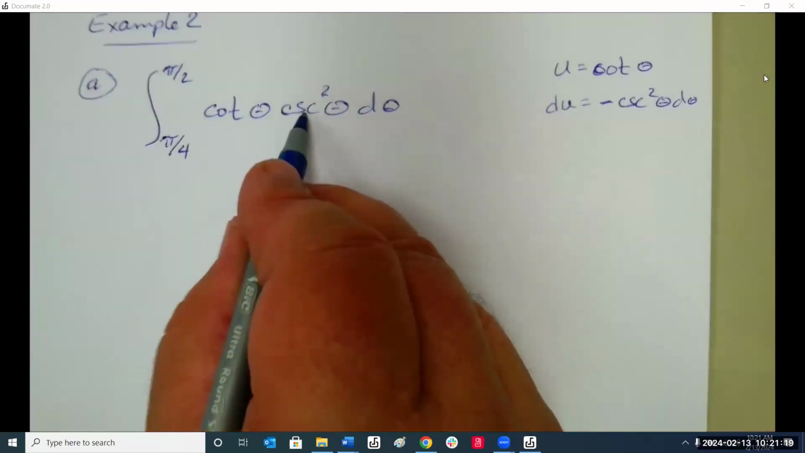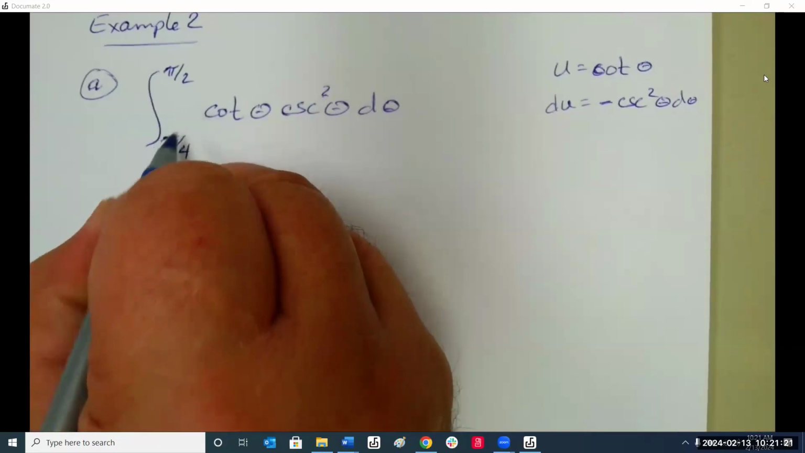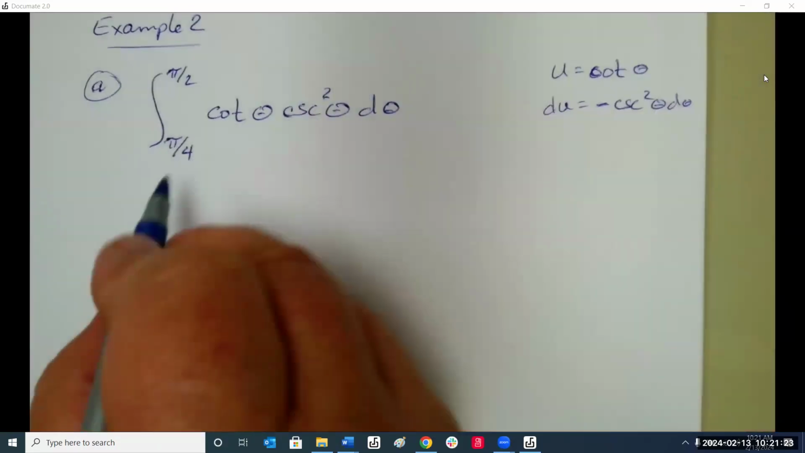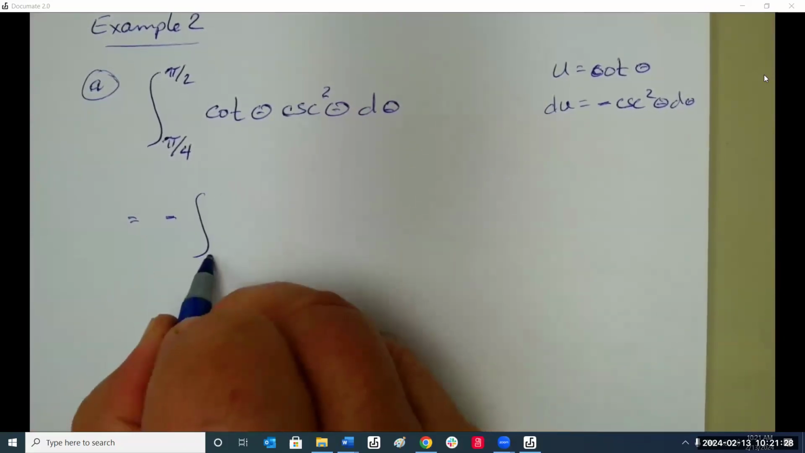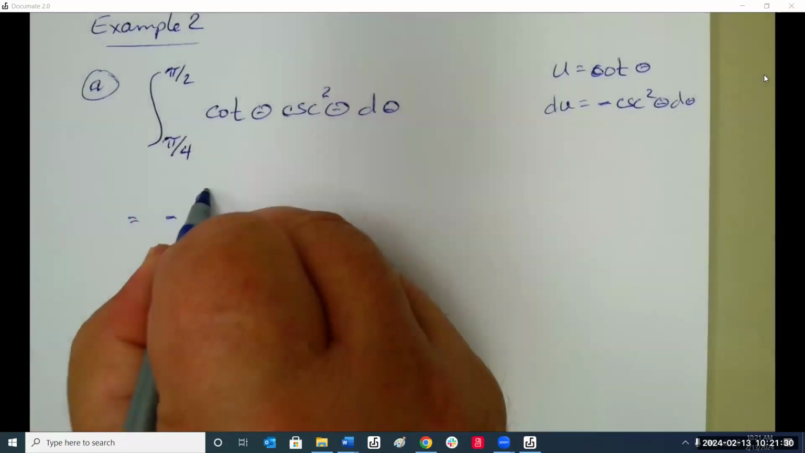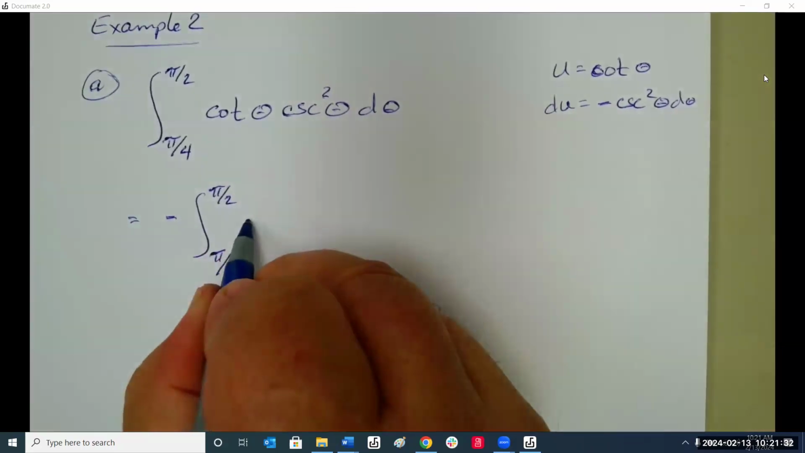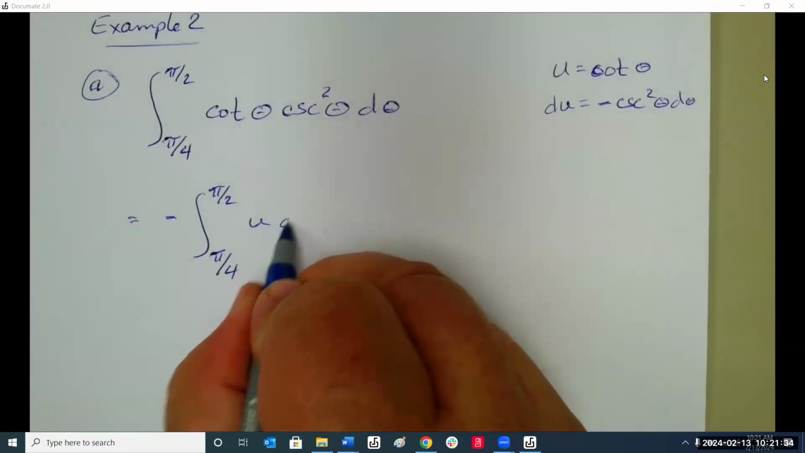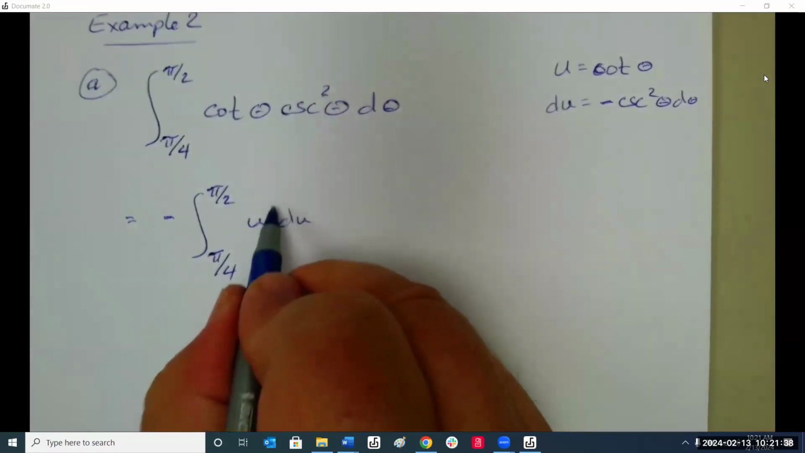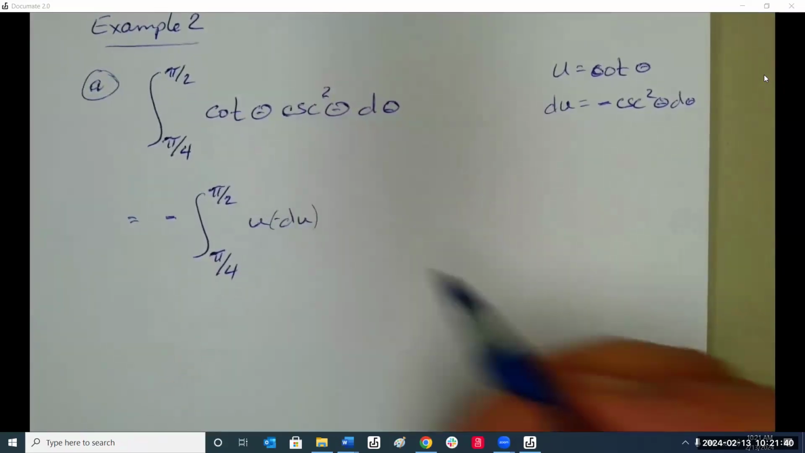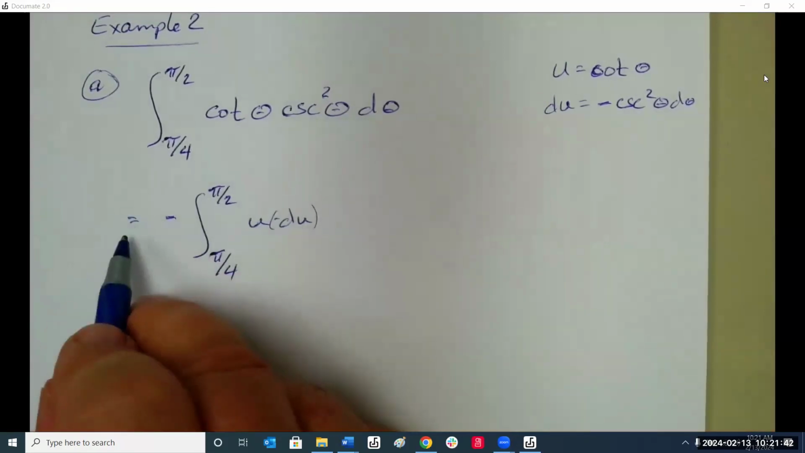So we have u, we need a negative sign. So this one's going to be negative integral from pi over 4 to pi over 2 of u du, because it had to be negative inside there. So we had to put a negative there, so we factored it out.